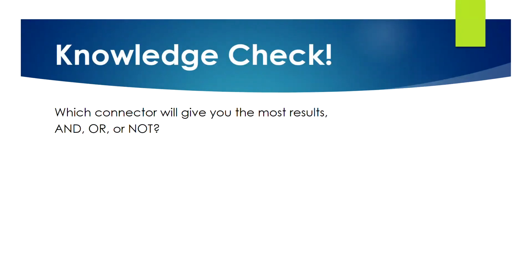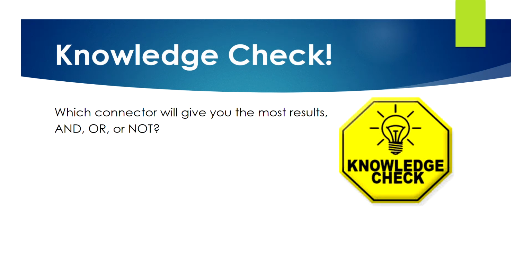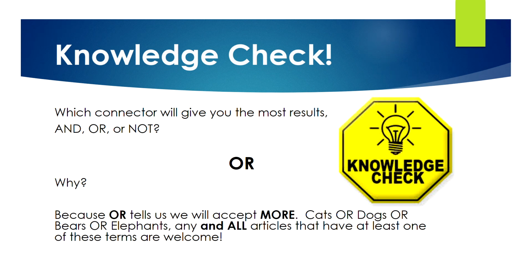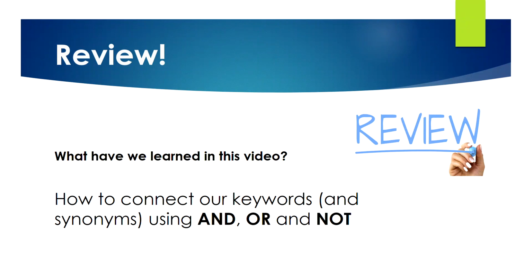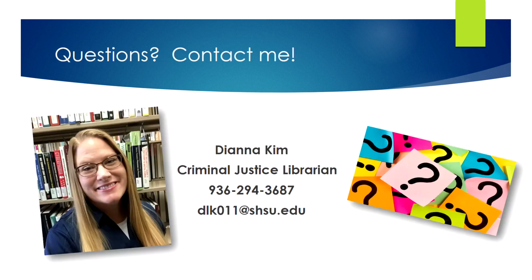So which connector as a knowledge check will give us the most results? Is it and, or, or not? The most results will be given when we use or, because or equals more. Cats or dogs or bears or elephants, any and all articles that have at least one of these terms would be welcome. So what have we learned in this video? We've learned how to connect our keywords and synonyms using and, or, and not.